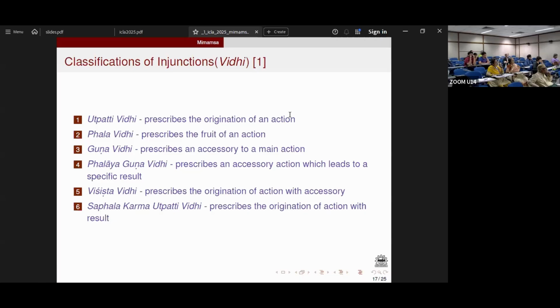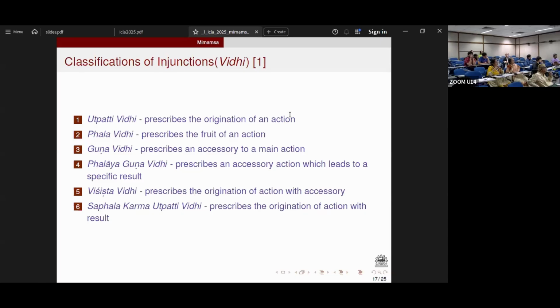Okay, so we have what is called Utpatti Vidhi, which prescribes the origination of an action. That is, you have not talked about a particular sacrifice before. The very first statement which is introducing the sacrifice, saying that this particular action is to be done for this purpose, is called an Utpatti Vidhi. It is the origination of a particular activity or a sacrifice. Phala Vidhi prescribes the fruit of an action, that is, the result of an action. Phala basically means result or fruit. So it's the fruit of the action.